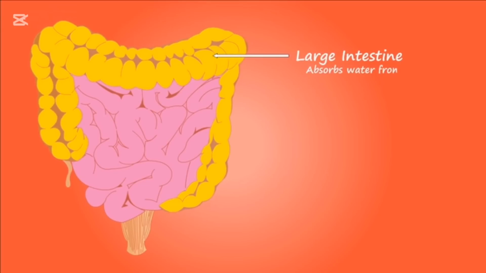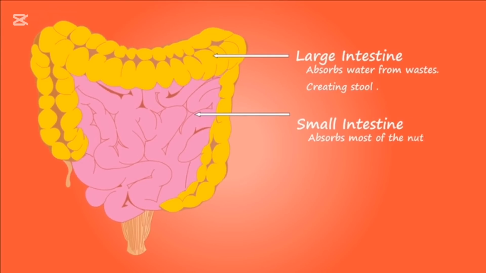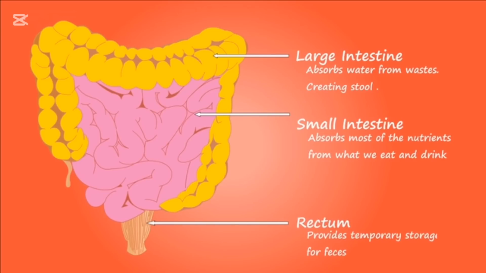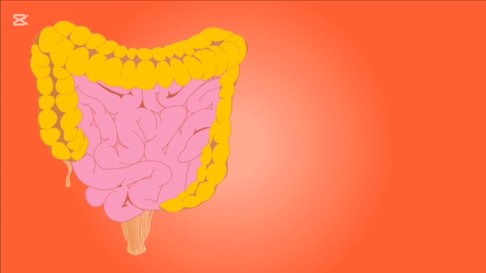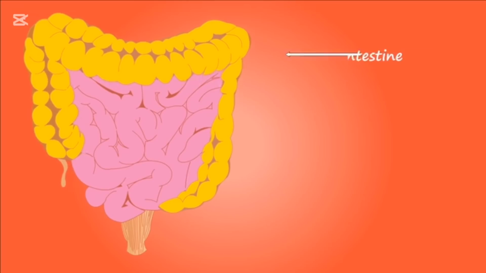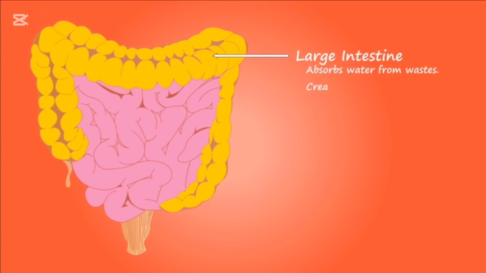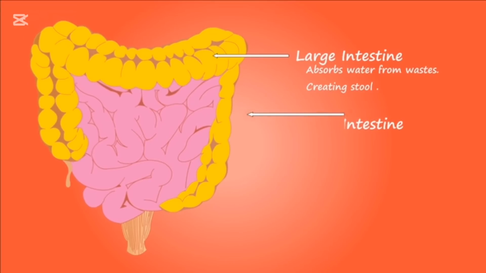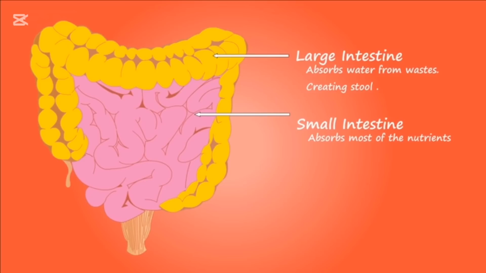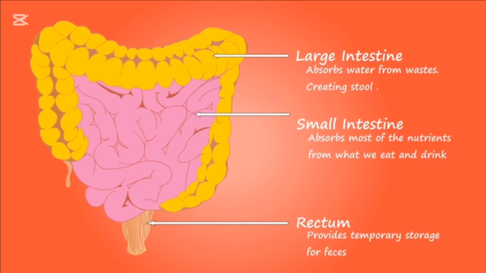7. Accessory organs, supporting digestion. In addition to the primary organs of the digestive tract, several accessory organs play essential roles in digestion. The liver is the largest internal organ and produces bile, which is stored in the gallbladder. Bile is important for the digestion and absorption of fats in the small intestine.